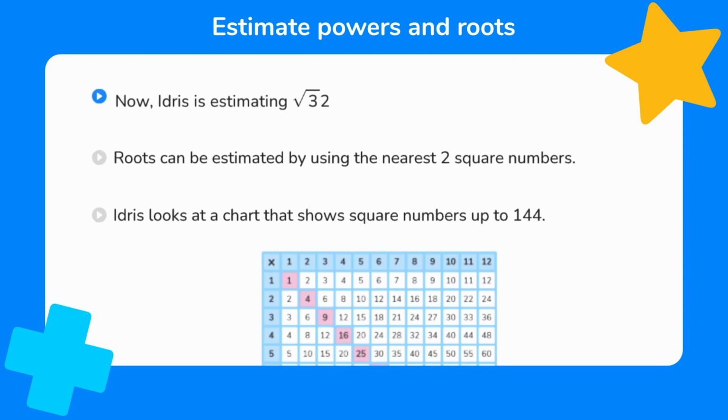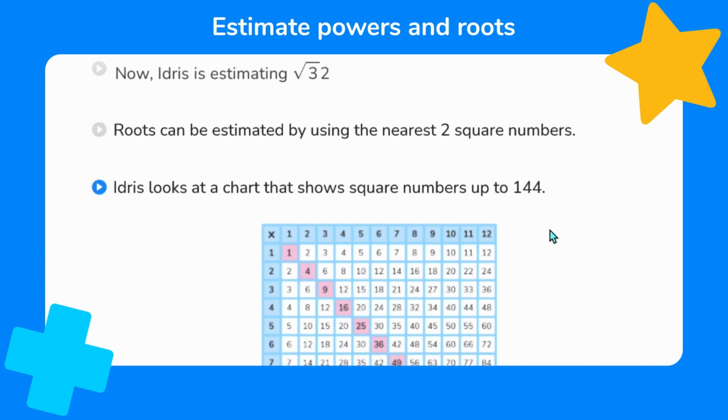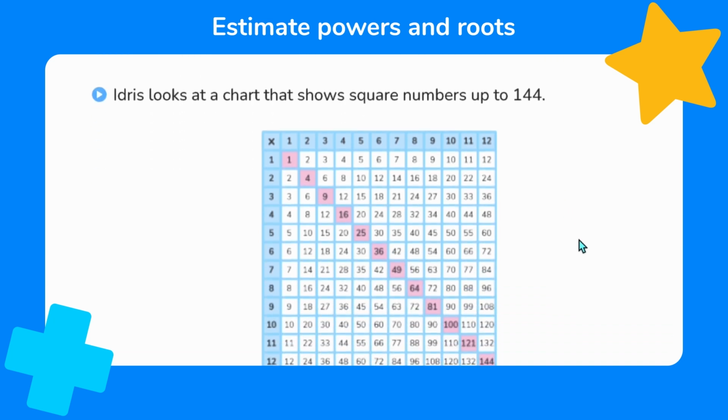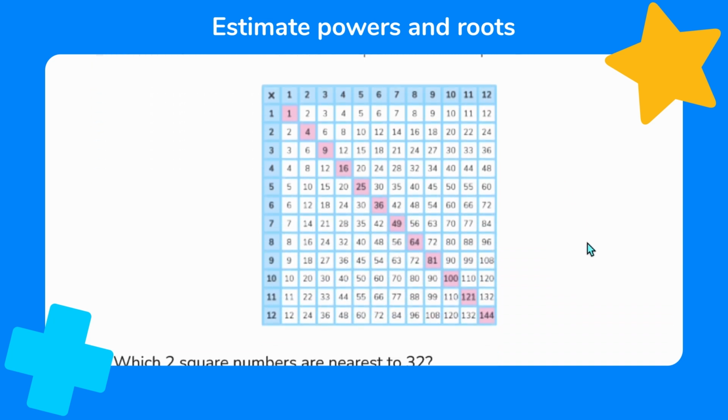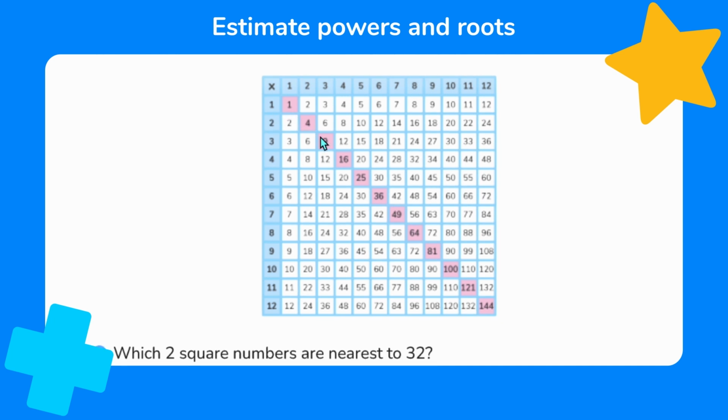Now Idris is estimating the square root of 32. Roots can be estimated by using the nearest two square numbers. Idris looks at a chart that shows square numbers up to 144. The square numbers make a diagonal line right down the chart. I really like seeing this representation.